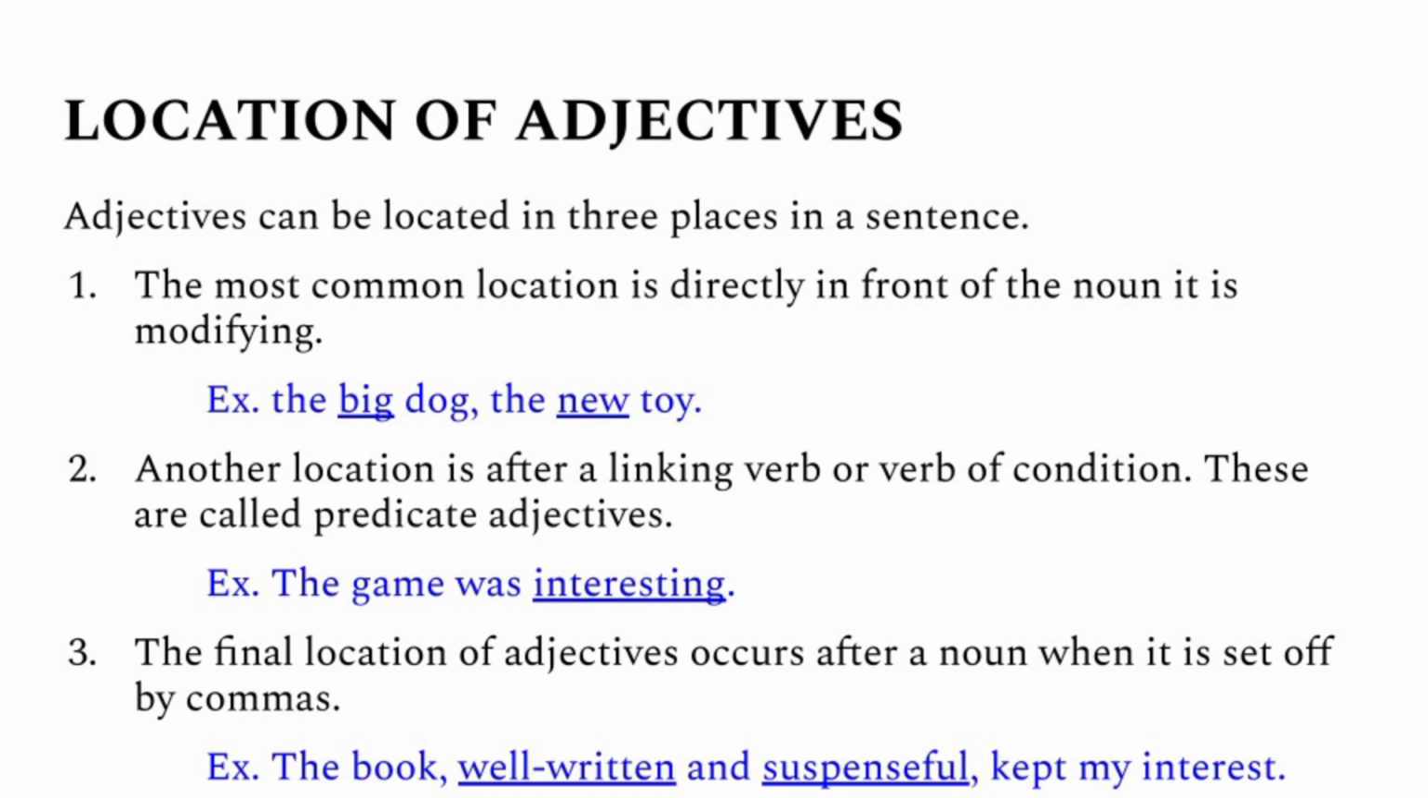Another location is after a linking verb or verb of condition. These are called predicate adjectives. Example, the game was interesting. The final location of adjectives occurs after a noun when it is set off by commas. Example, the book, well written and suspenseful, kept my interest. In this example, 2 adjectives are presented.